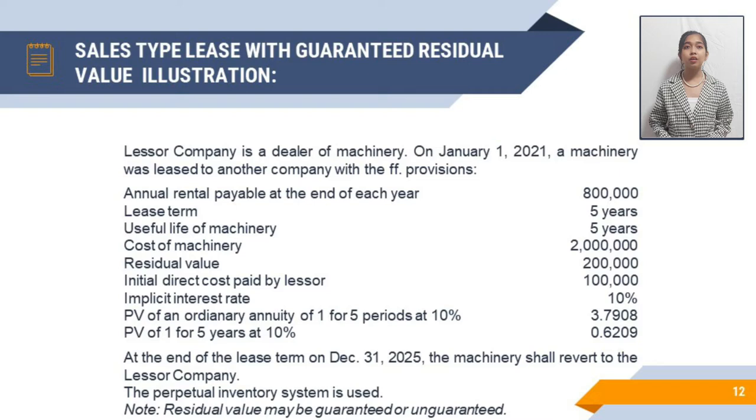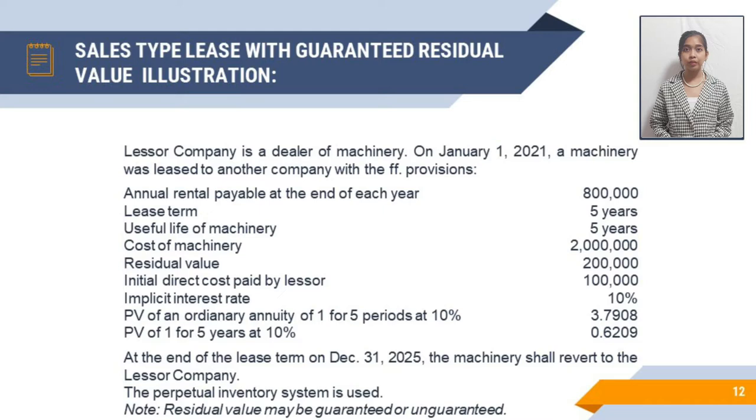The cost of machinery is 2 million. The residual value is 200,000. The initial direct cost paid by the lessor is 100,000. And the implicit interest rate is 10%. The present value of an ordinary annuity of 1 for 5 periods at 10% is 3.7908. The present value of 1 for 5 periods at 10% is 0.6209. So at the end of the lease term on December 31, 2025, the machinery shall revert to the lessor company.